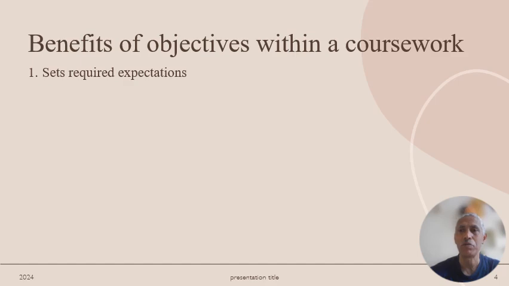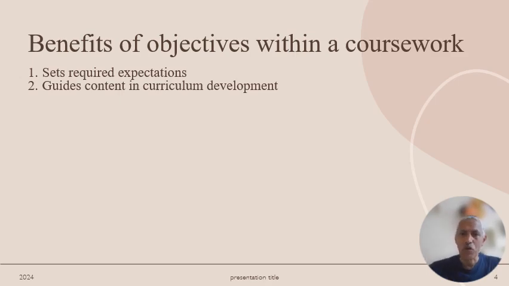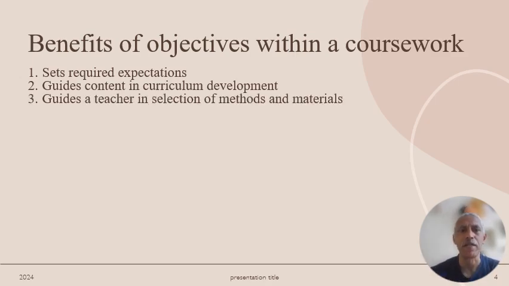Like for this class, the expectation is you will list the three components of an objective, you will write an objective, and you will explain why an objective is needed. The expectation is clear. By the end of it, you should be able to do it, and I should be able to teach that. Second, it guides content in the curriculum development. When you have objectives, you will know what kind of content to put into it, so you won't be stuffing everything in. The objective helps you decide what kind of content to include.